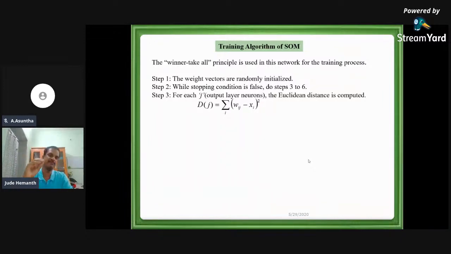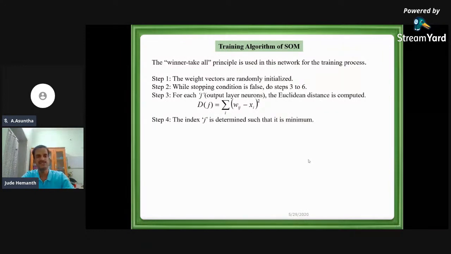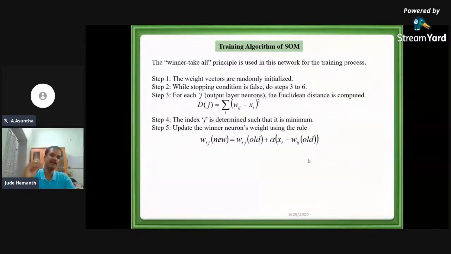Your W is random, your X is your input. After finding your distance value, you have to find out which neuron among the 4 is going to give you a minimum value. That you have to choose. Then you are going to update the winner neuron's weight. Whichever neuron gives you the minimum value is going to be called the winner. So that neuron's weight alone will be changed.